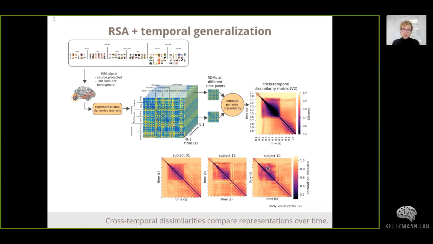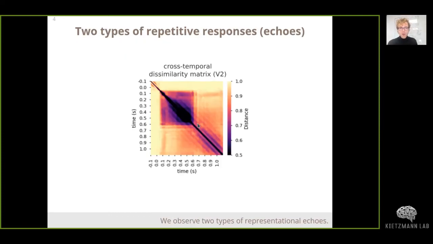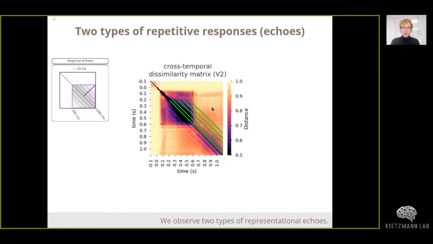What observations linked to recurrence can we make here? In respect to this, we observe two types of repetitive responses that we are going to call echoes. First, one can notice these diagonal lines here that are in parallel to the main diagonal of the matrix. These lines reappear in a frequency of approximately 10 Hertz, and we are going to call these diagonal echoes in the following.